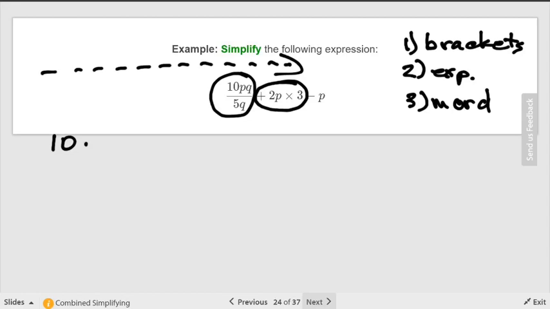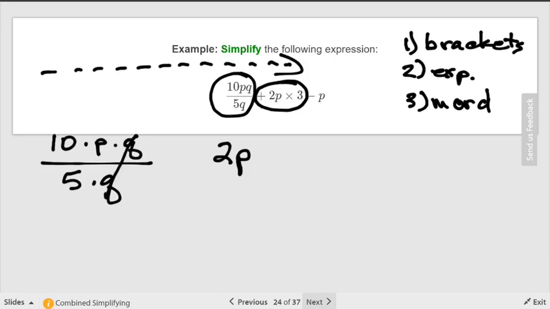So that's 10 times P times Q over 5 times Q, using our expansion model, which is what I want you to use. 10 divided by 5 is what? 2. P divided by nothing just stays what? P. Q divided by Q becomes a 1. And do I need to write that one? No. So there it is. Okay? Piece by piece. It's not difficult. Now we'll go to the next one.